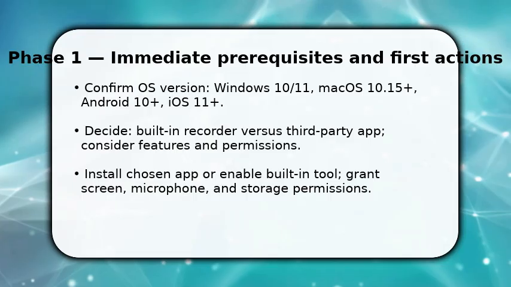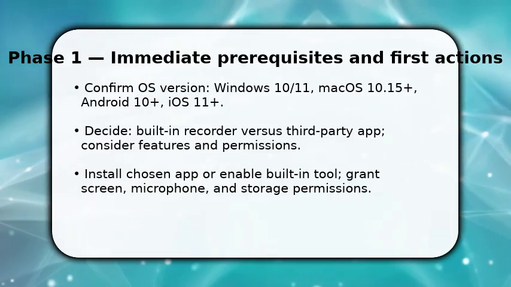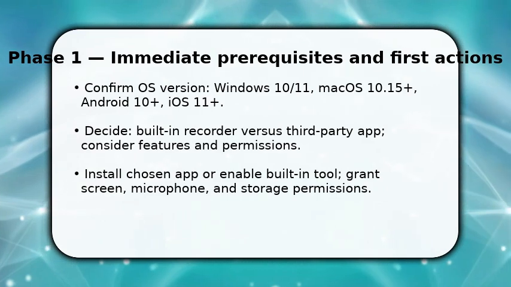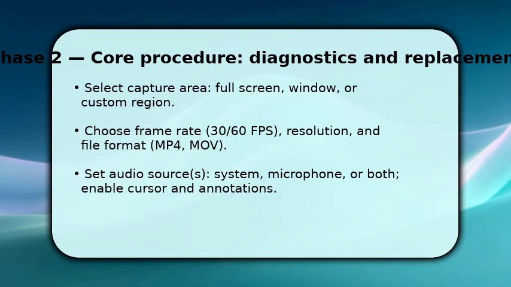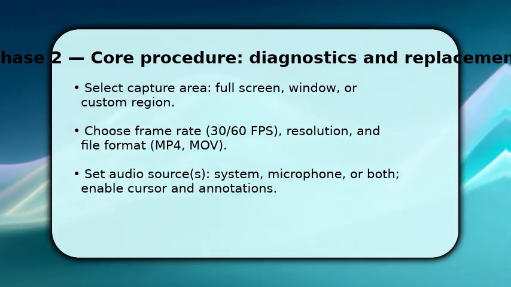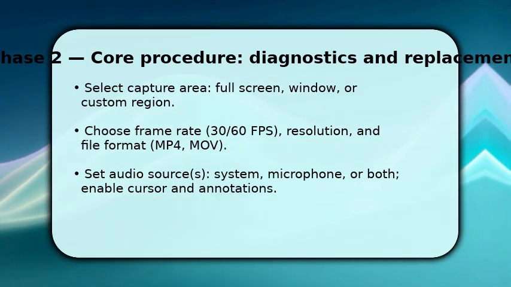If you use a store app, sign in briefly for updates. Proceed immediately to opening the recorder and locating the record control. Now you configure how recordings will look and sound. Choose the capture area, full screen, a specific window, or a custom region so your content stays focused.